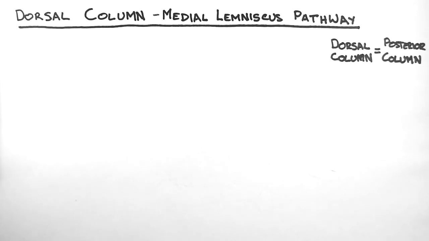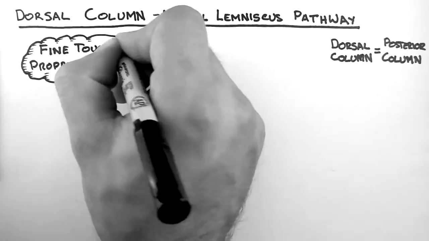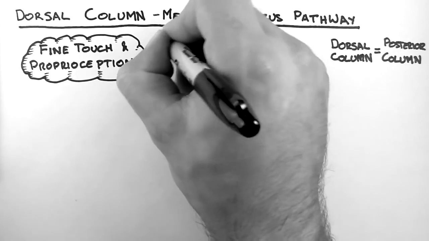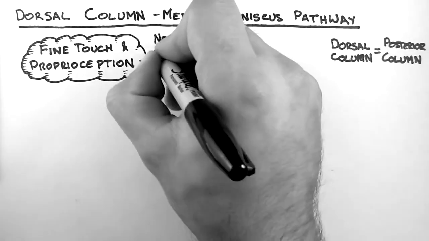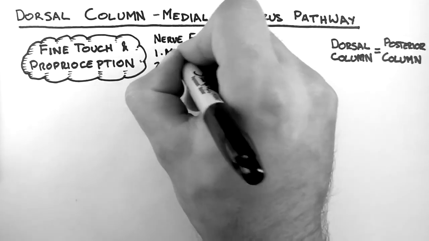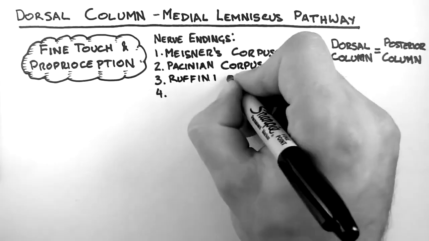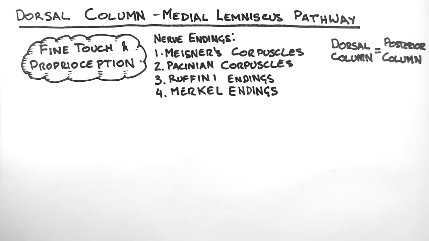As we saw in the last video, the dorsal column, which is the cuneate and gracile fasciculi collectively, conveys fine touch and proprioception. Very quickly, there are 4 nerve endings which may sense fine touch, and these begin the pathway. They are Meissner's corpuscles, Pacinian corpuscles, Ruffini endings, and Merkel endings. Now let's talk about the pathway.